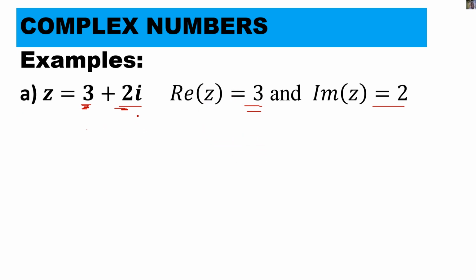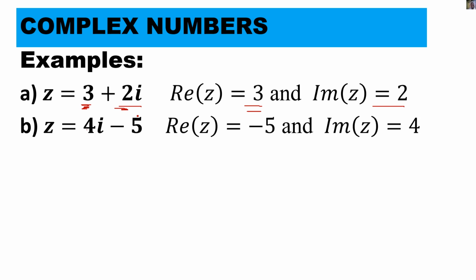Let's see the next example. The next example is example number b. We have the complex number z equals 4i minus 5. When we have this complex number 4i minus 5, this is the same as minus 5 plus 4i. When we compare with the general form of complex numbers a plus bi, the real part of this complex number equals -5 and the imaginary part of this complex number equals 4.